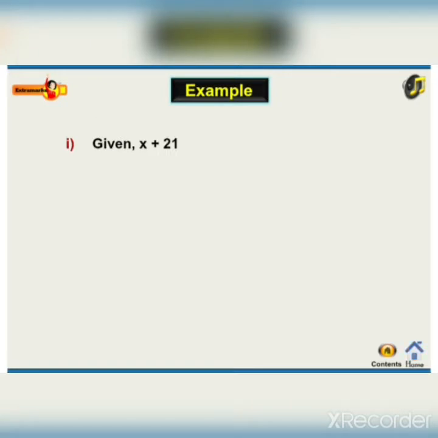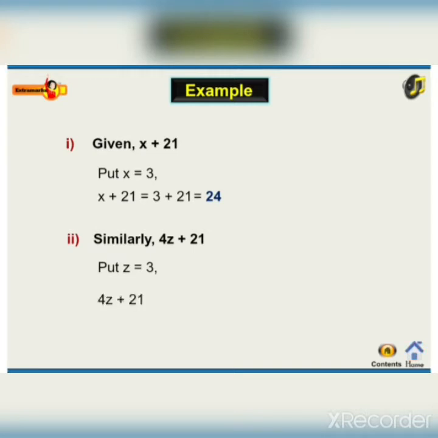Let us work out an example. Part 1. The given expression is x plus 21. We replace x with 3 in the given expression and find that x plus 21 is equal to 3 plus 21, which is equal to 24. Part 2. The given expression is 4z plus 21. We replace z with 3 and find that the value of the given expression is 33.